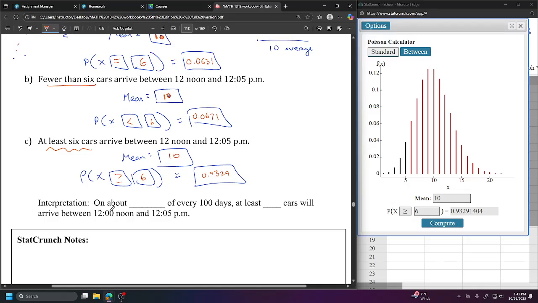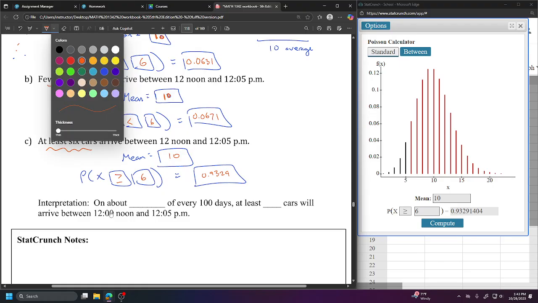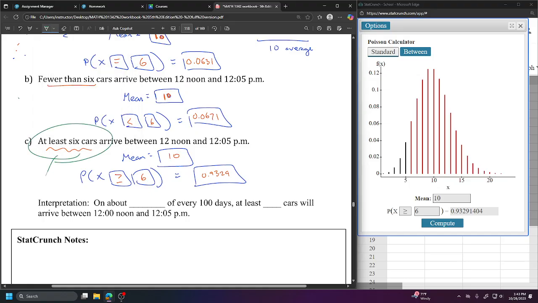So the interpretation part, I'm just going to put down what I need to do here. Let me show you. This at least 6 is what we're putting right there. And this about like every 100, all you're doing is this number right here times 100. So you're just moving it 2 decimal places and you'll get 93. You're just saying times 100, that's all it is.